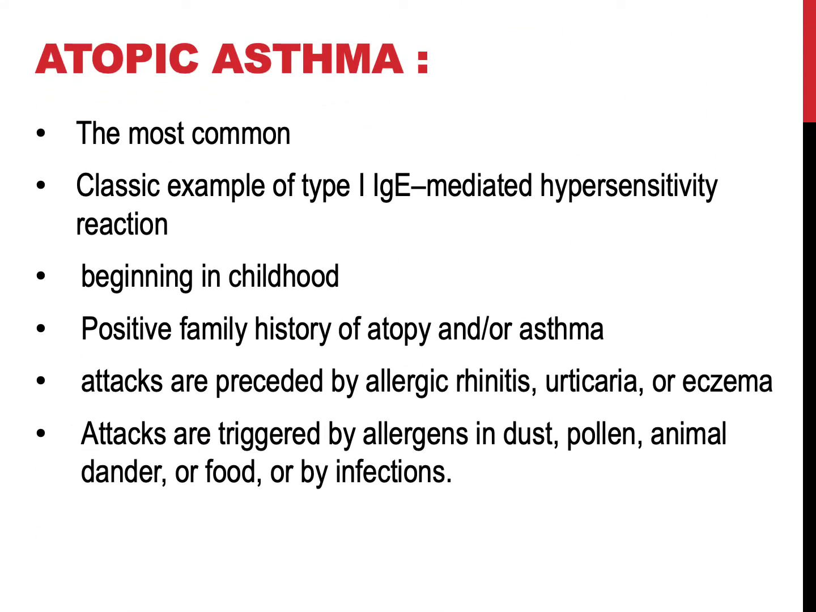The first and the most common type of asthma is atopic asthma. It's considered a classic example of type 1 IgE mediated hypersensitivity reaction. It usually begins in childhood. A positive family history of atopy and asthma is common. The onset of asthmatic attacks is usually preceded by allergic rhinitis, urticaria, or eczema.